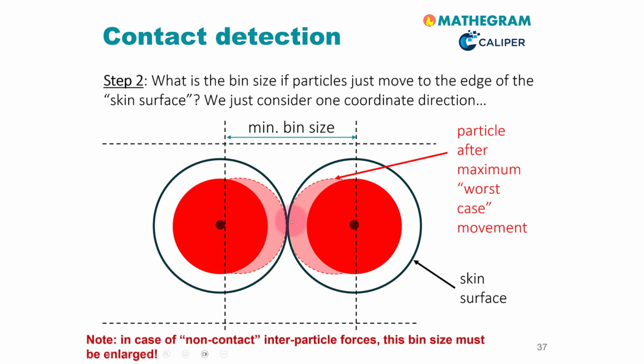Again, you have to be careful as always, in case of so-called non-contact interparticle forces, so forces that also exist when particles are not in contact, and you will see later that there is a quite large group of these forces, we have to enlarge the bin size for the distance over which we can have these interparticle forces. So you have to be careful when picking these bin sizes.